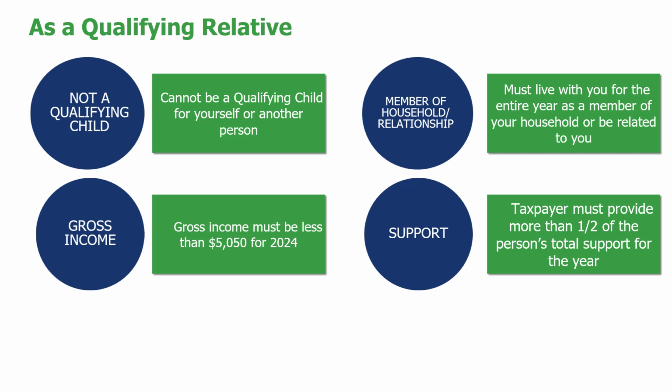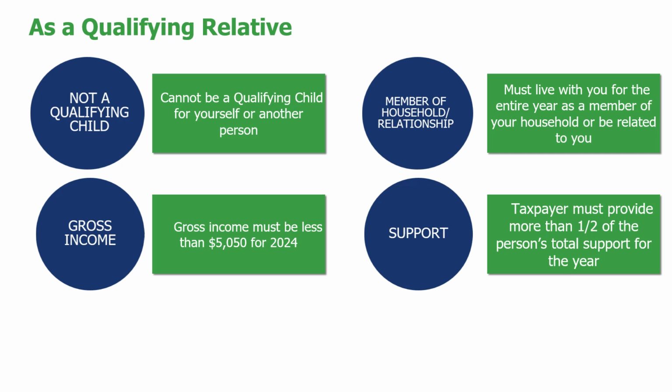Member of a household or relationship. To qualify, a person must either live with you all year round as a member of your household or be related to you in one of the ways listed under relatives who do not have to live with you. Gross income. To qualify, a person's gross income for the entire year must be less than the threshold set by the IRS. This figure is in your Publication 4012 and is adjusted each year due to inflation.